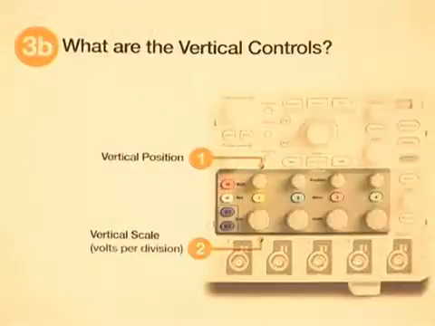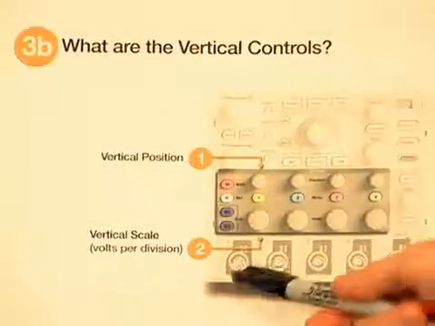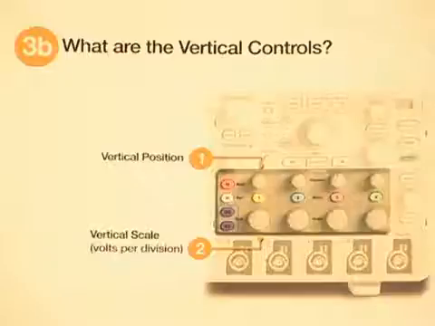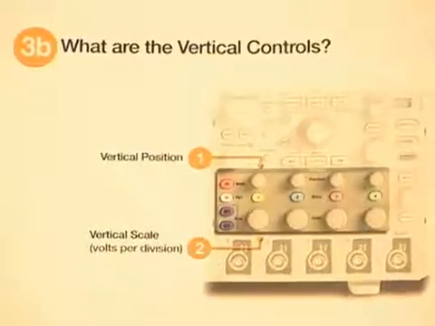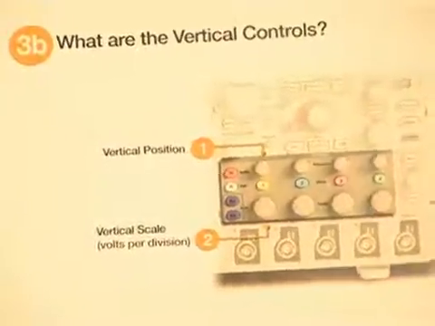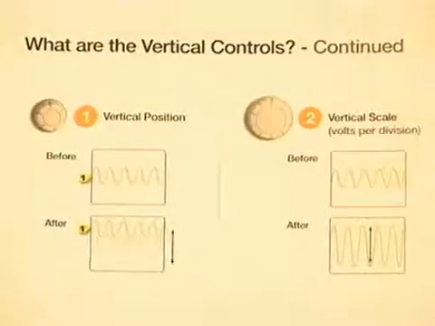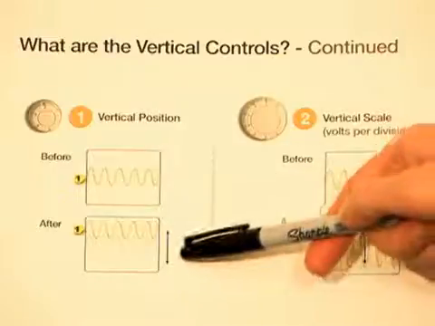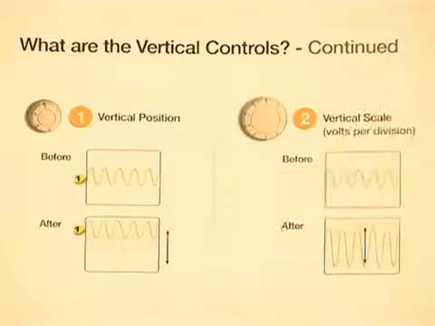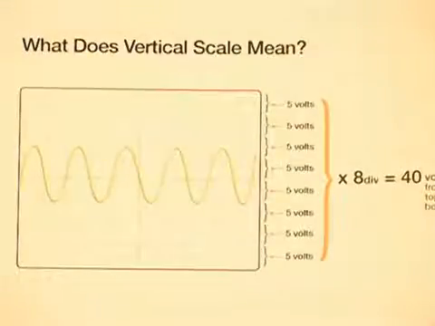So this particular scope can display up to 4 analog channels from different inputs, and each channel has its own independent set of vertical controls. That means each waveform can be positioned independently of the others on the screen. And the two most important vertical controls are the vertical position and the vertical scale. So the vertical position moves the waveform up and down the screen, and the vertical scale expands or compresses the waveform vertically. The vertical scale is expressed in volts per division.